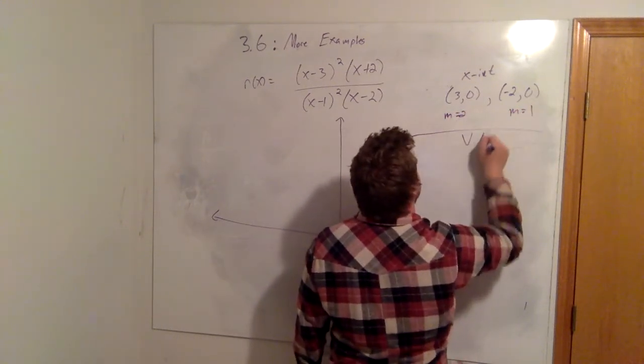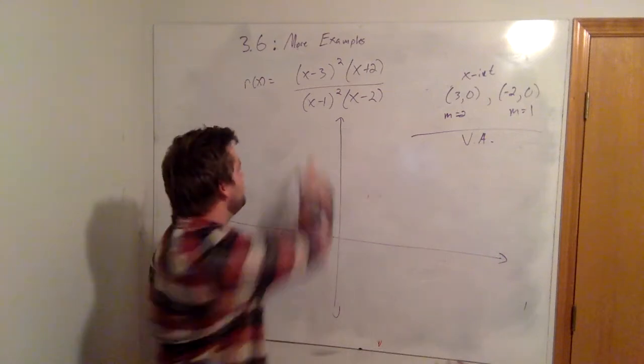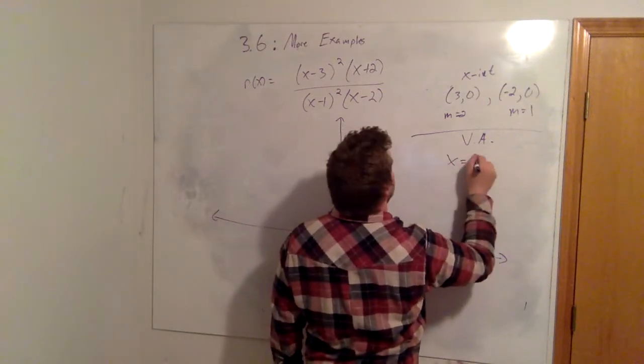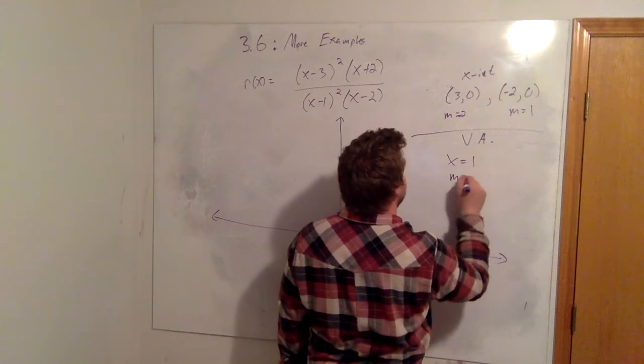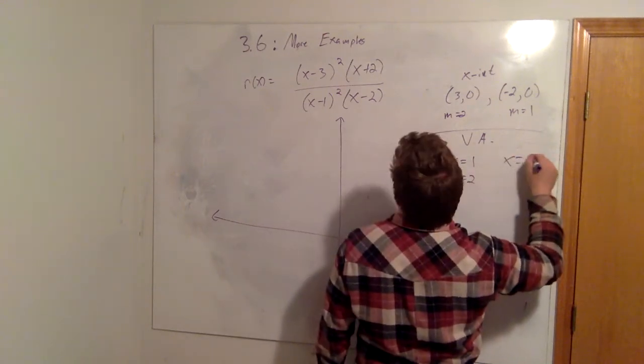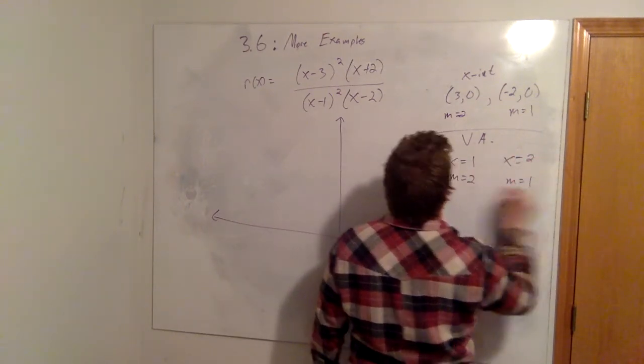Okay, let's look at our vertical asymptotes. We have a vertical asymptote where my function's undefined. So I have one at x equals 1, and you could say this has a multiplicity of 2. And I have another one at x equals 2, and that has a multiplicity of 1.